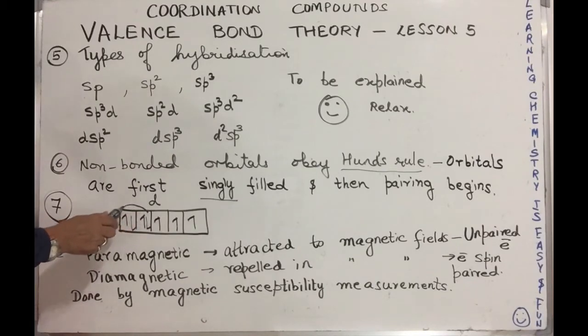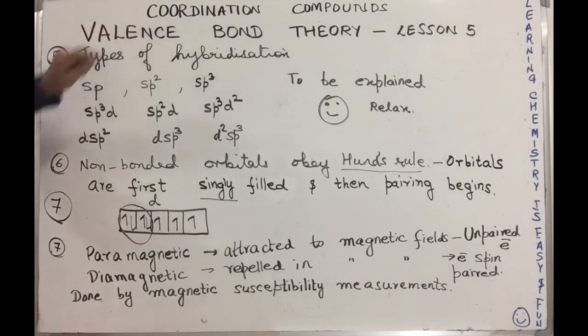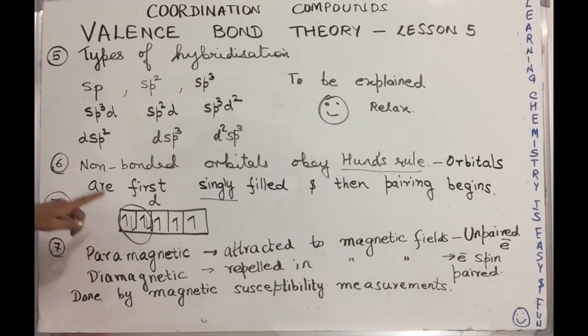Now this pair of electrons for sure is not taking part in bond formation in coordination compounds, and we call them the non-bonding or the lone pair, right?